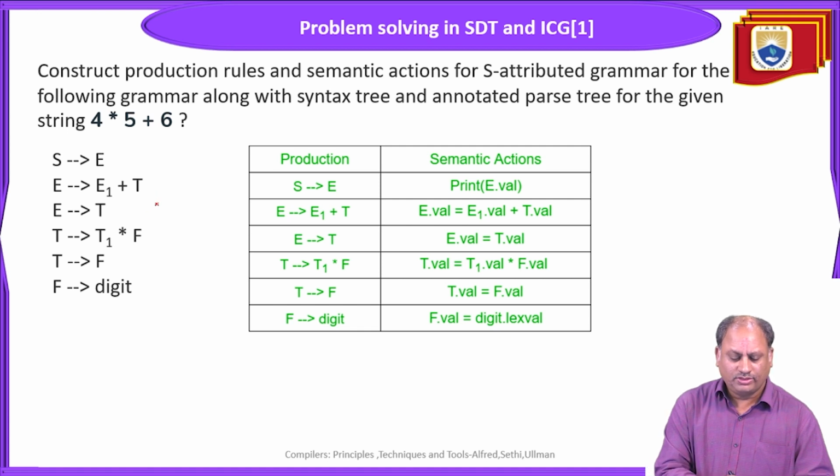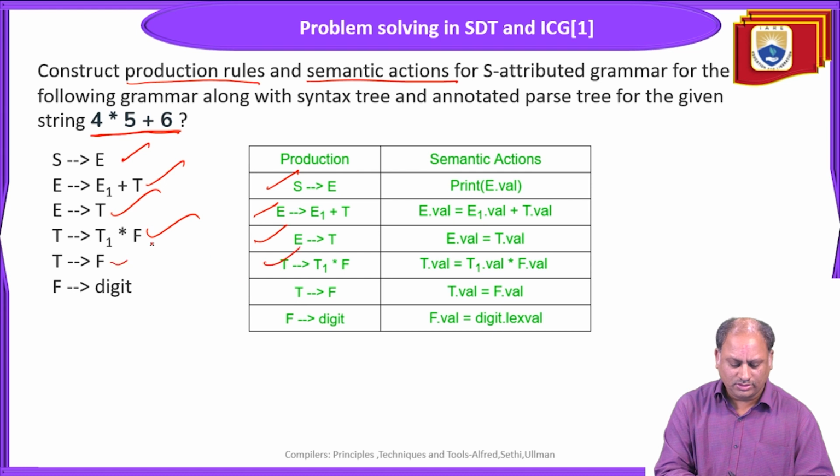Suppose, for example, production rules are given. Here the problem is to construct the production rules and semantic actions for the given attributed grammar, along with the syntax tree and annotated parse tree for the given string 4 star 5 plus 6. This is the grammar. So all these steps are to be written: production 1, production 2, production 3, production 4, production 5, production 6. Like this we have to represent all the information as a list of productions and the corresponding semantic actions.